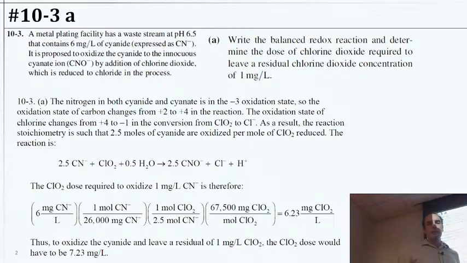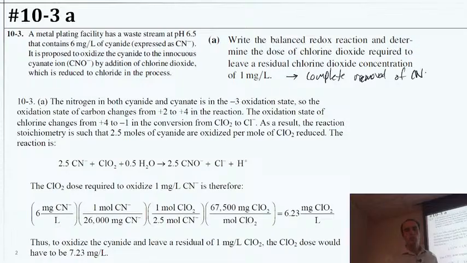So part A says, write a balanced redox reaction and determine the dose of chlorine dioxide required to leave a residual chlorine dioxide concentration of 1 milligram per liter. And this is also kind of assuming complete removal of CN-. At least that's how I'm reading it. So we'll take a look.